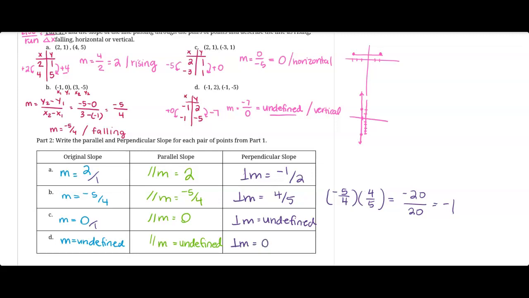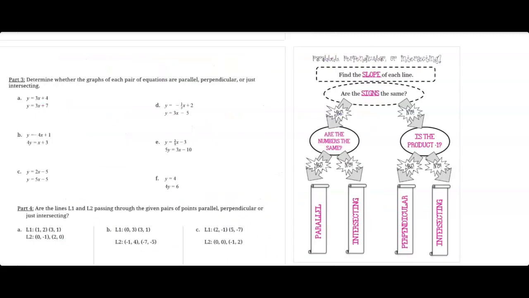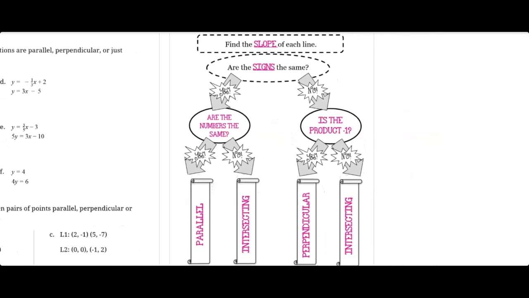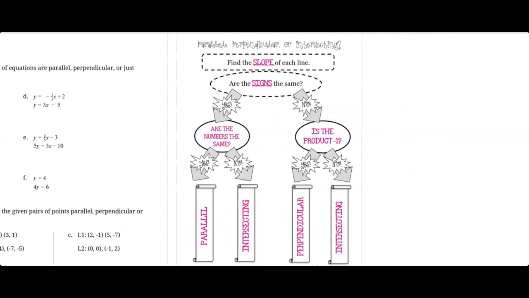Before we get into part 3, I want to show you this graphic organizer that you're going to have access to in Google Classroom. This will help you when you're determining if lines are parallel, perpendicular, or intersecting. The first thing you're going to want to do is make sure that you find the slope of each line. So figure out your slopes. Then you're going to think, are my signs the same? So are they both positive? Are they both negative? And then depending on your answer, you'll follow that part of the tree.